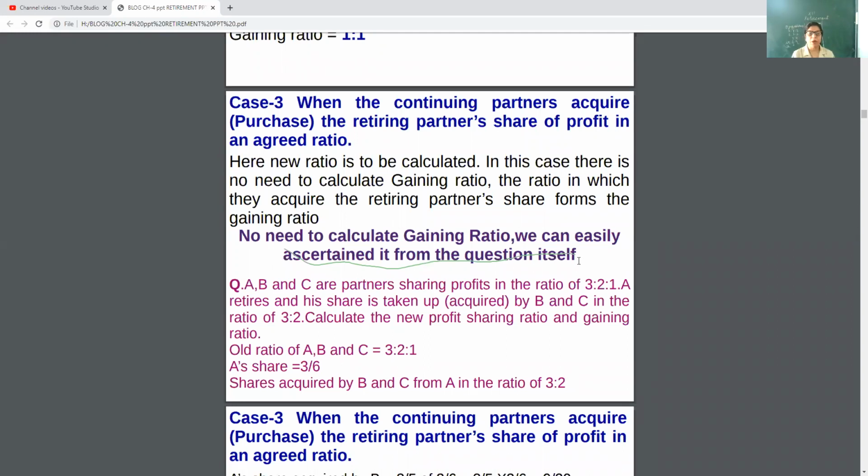The third method is when the continuing partners acquire the retiring partner's share of profit in an agreed ratio.